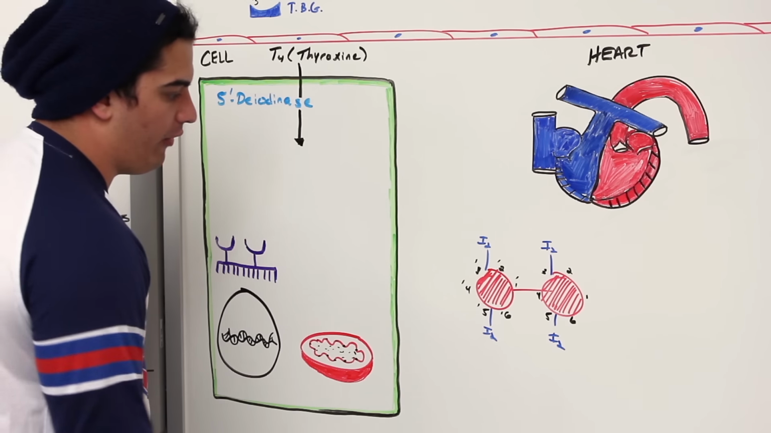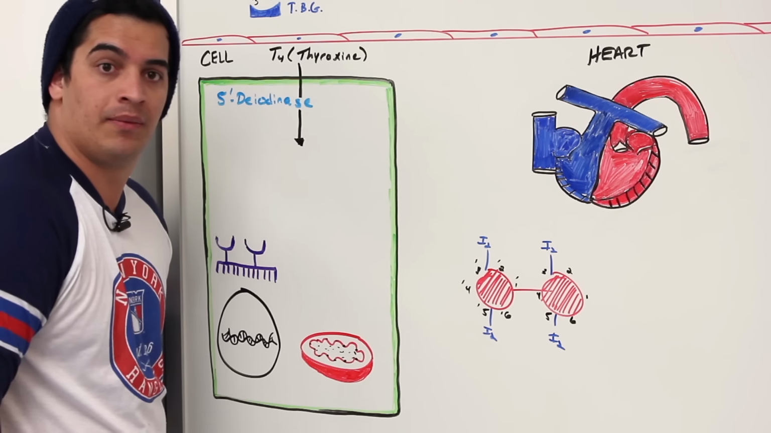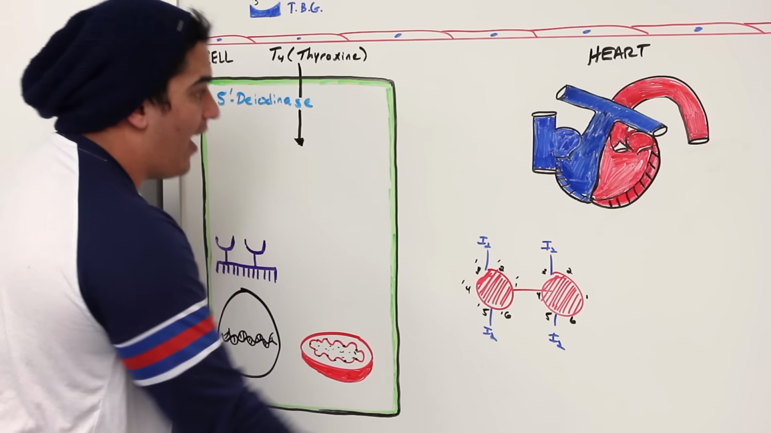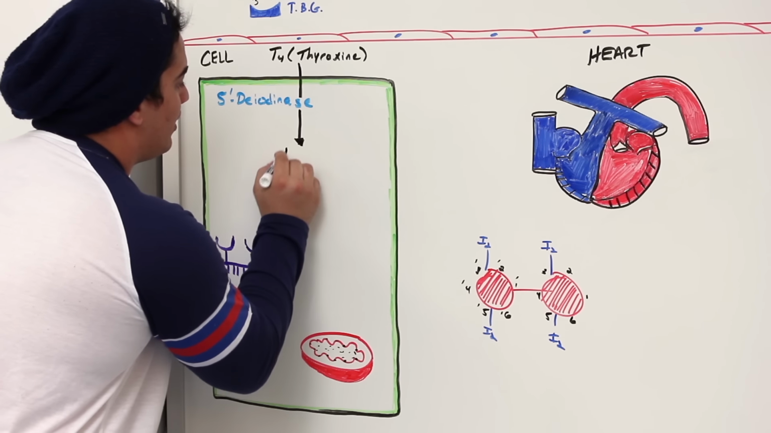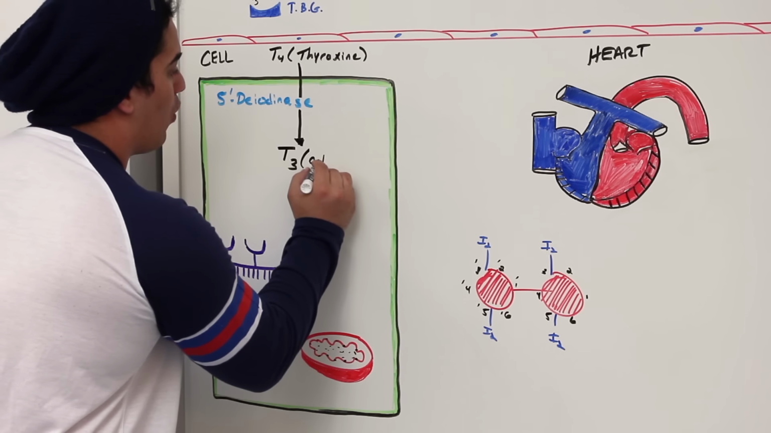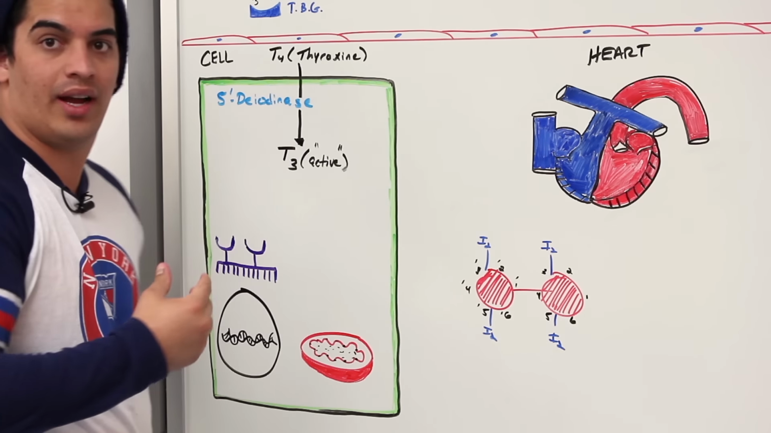Which carbon am I removing it from? This 5'. So imagine my hand is going to rip this thing off. That's what this enzyme is doing. It's ripping this off. When it rips it off of the 5' carbon, guess what T4 turns into? It turns into T3, the active form. This is the active form of the thyroid hormone, triiodothyronine.